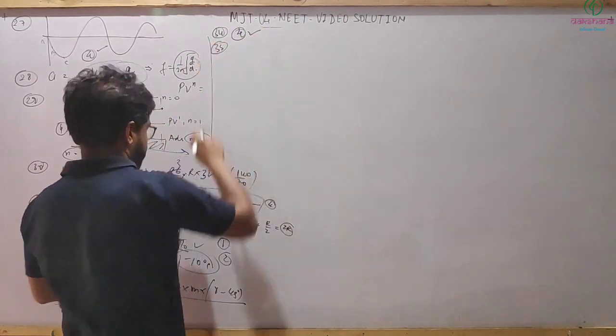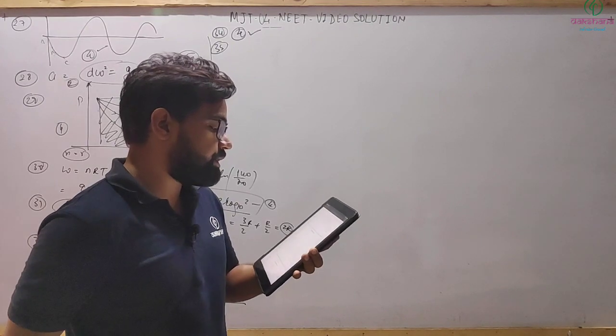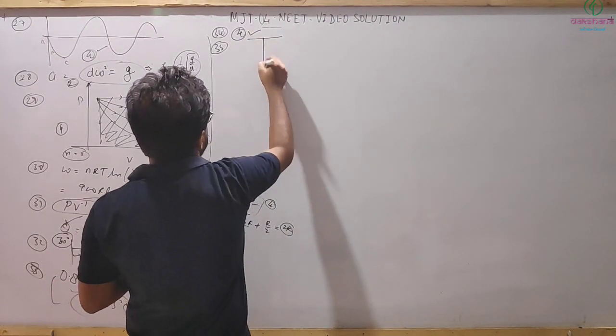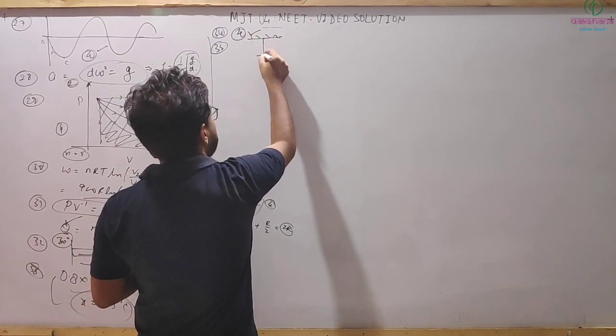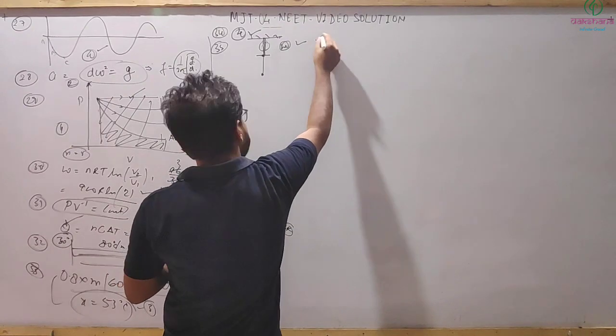Question number 35. A cable that can support a load of W is cut into 2 equal parts. What is the maximum load? The cable supports the load W, and if we cut it, each part will also support the same W load, matching with option number 3.